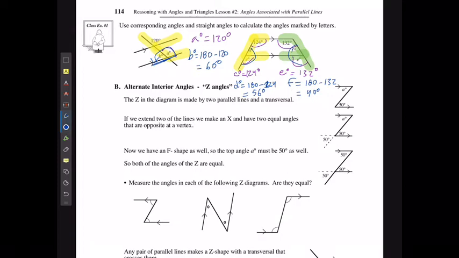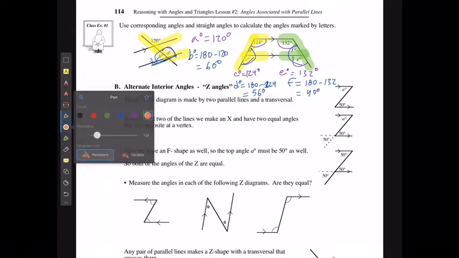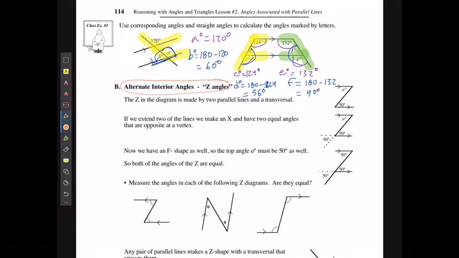All right, the second case, so that's corresponding angles, they make that F shape. We can also have alternate interior angles, which are going to be a Z shape. And you can think of it as a Z or an S. It's going to work the same way, just flipped. The Z in the diagram is made by two parallel lines, here, and its transversal, which is cutting through both of them.